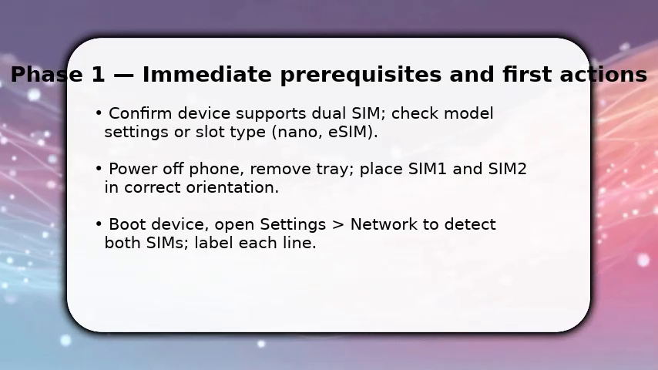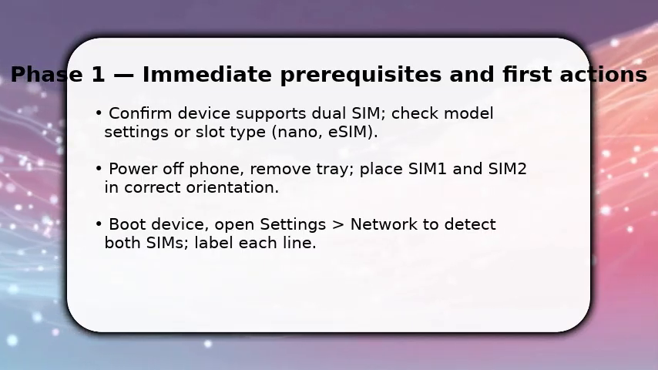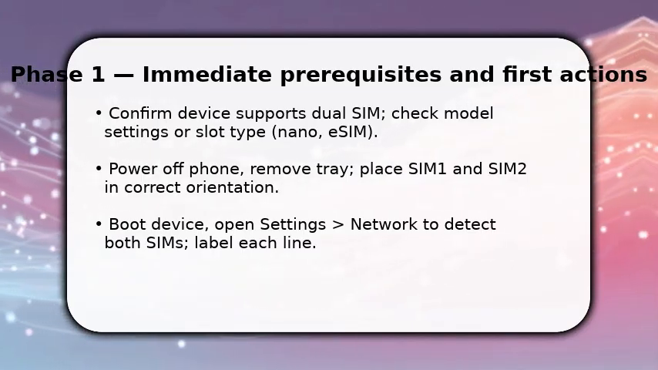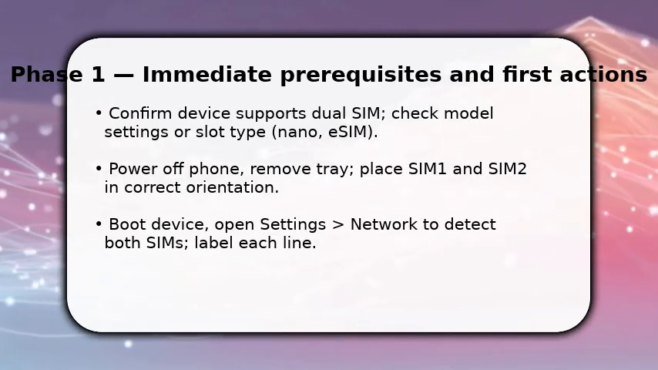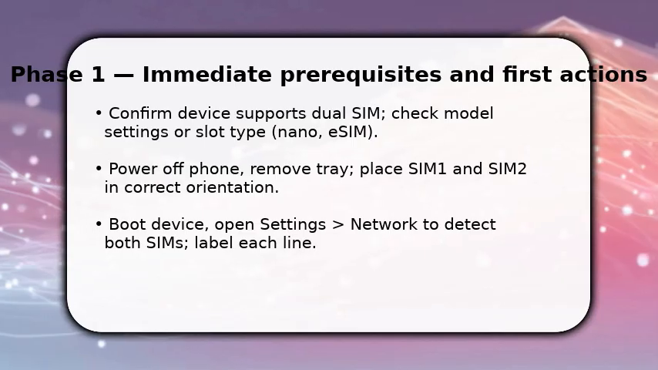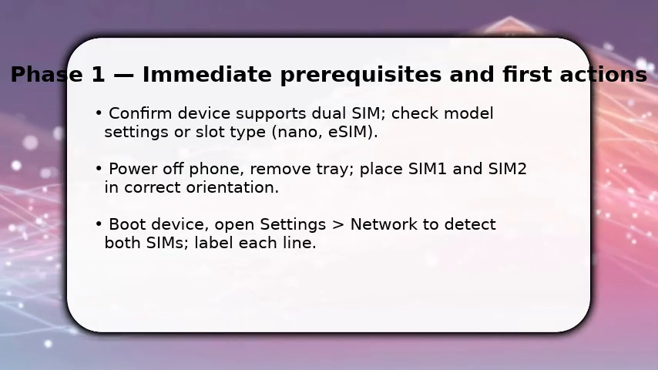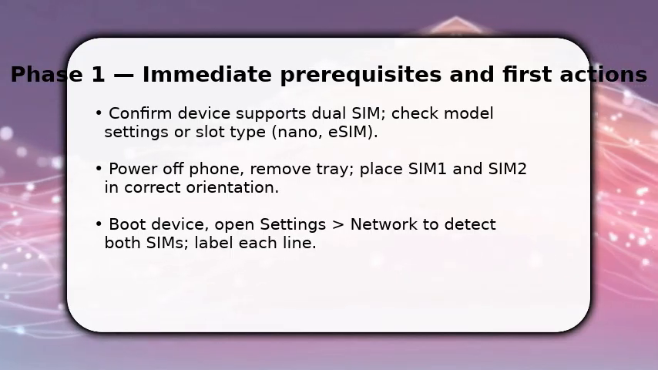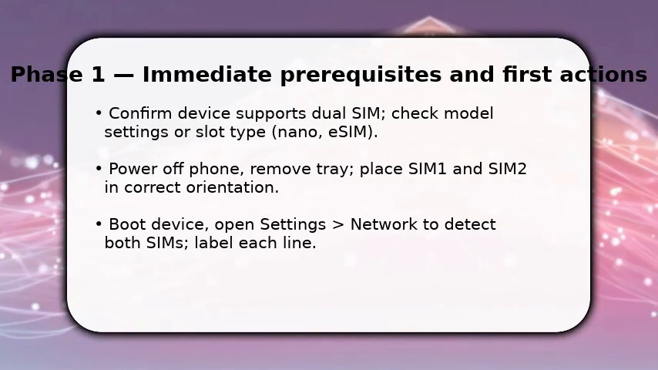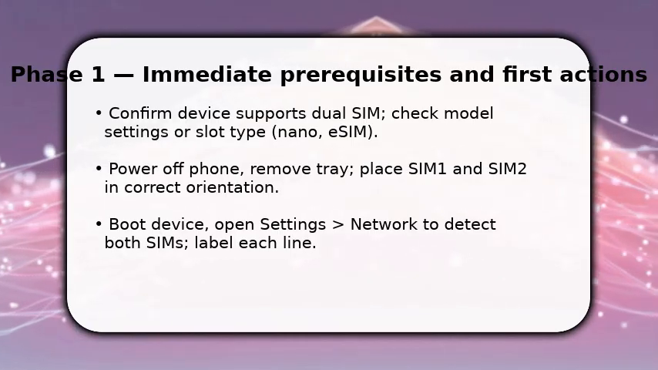You start by confirming your phone supports dual SIM and the slot types. This prevents damage. Power off the device, eject the tray, and seat SIM1 and SIM2 in their designated slots. Observe orientation marks. Once done, boot the phone and open Settings, the Network or SIM Manager. The system will detect both cards. Make sure to label each line so you can recognize them later, because clear labels simplify call and data routing.